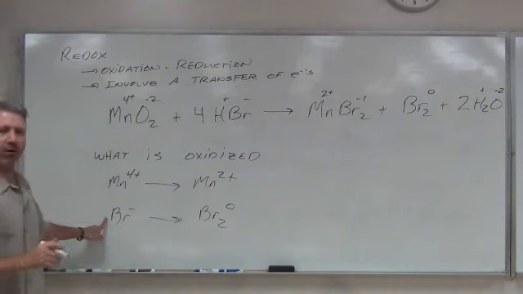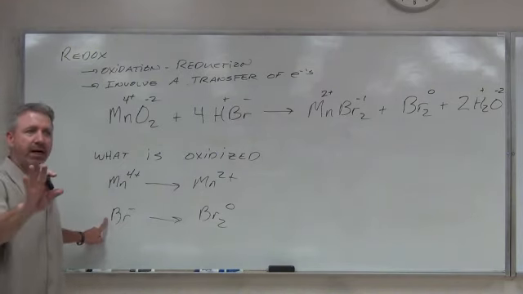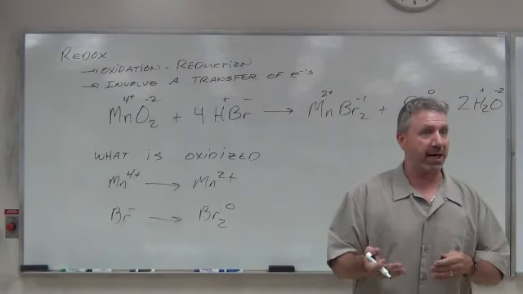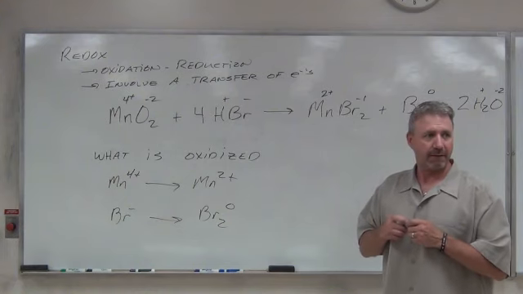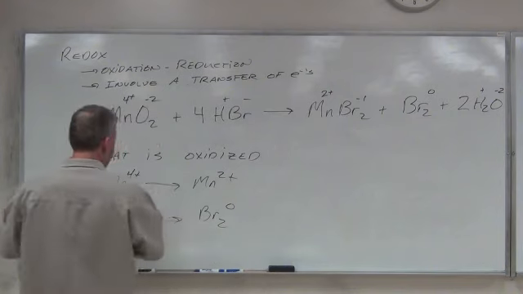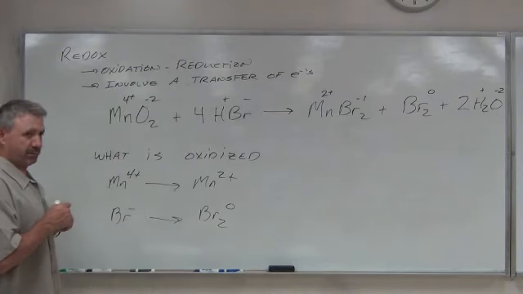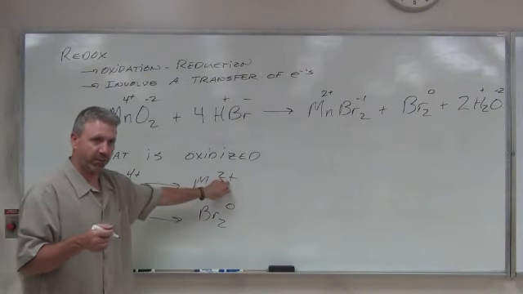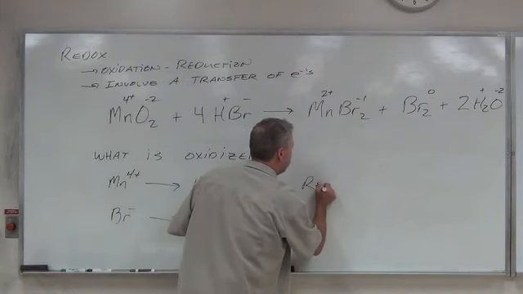Now I know these don't charge or mass balance. Okay, we're not getting into that kind of depth where we mass balance and charge balance redox. Well, which one's getting smaller? Manganese is going from +4 to +2. This is our reduction half.